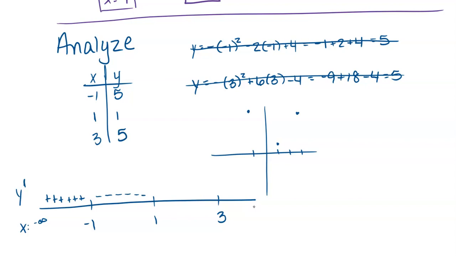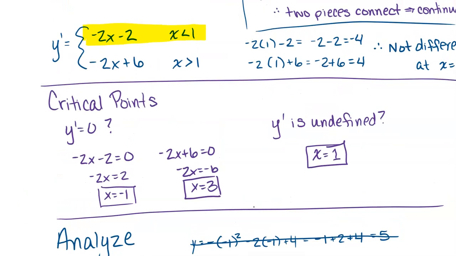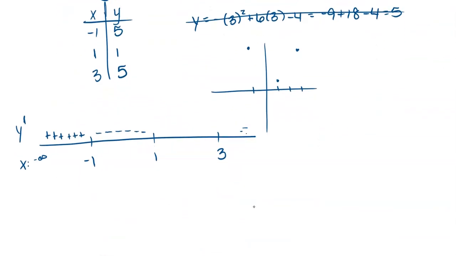And then I'm going to plug in probably 2. This time I'm going to use the bottom function because this is a number that's greater than 1. So if I plug in 2, I get -2 times 2 plus 6. -4 plus 6 gives me 2, positive 2. So that means this is positive.